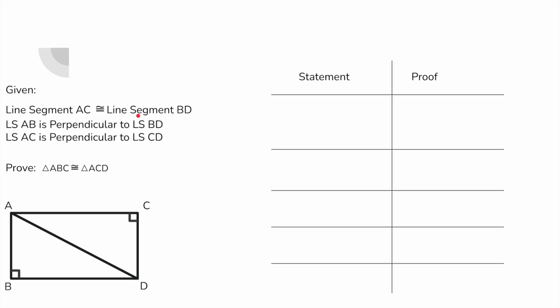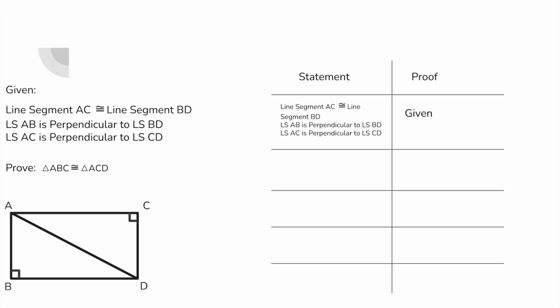The given states that line segment AC is congruent to line segment BD, and here I wrote LSAB, but that essentially means line segment AB, so it would fit in the two-column proof. But on an actual test, please don't write LSAB or something like that. You would lose many points. Anyways, line segment AB is perpendicular to line segment BD, and line segment AC is perpendicular to line segment CD. And we have to prove that the two triangles ABC and ACD are congruent.